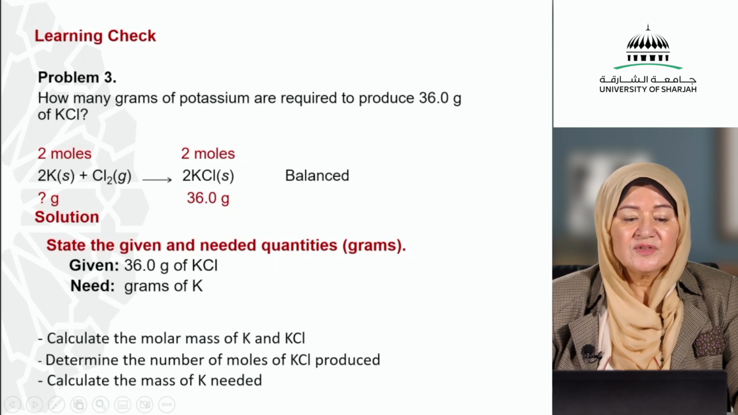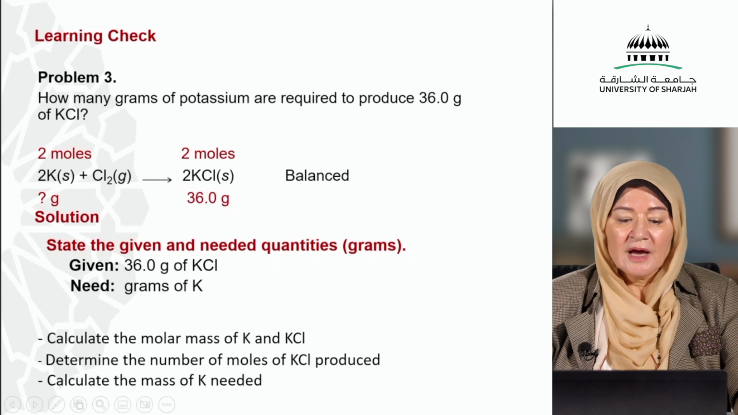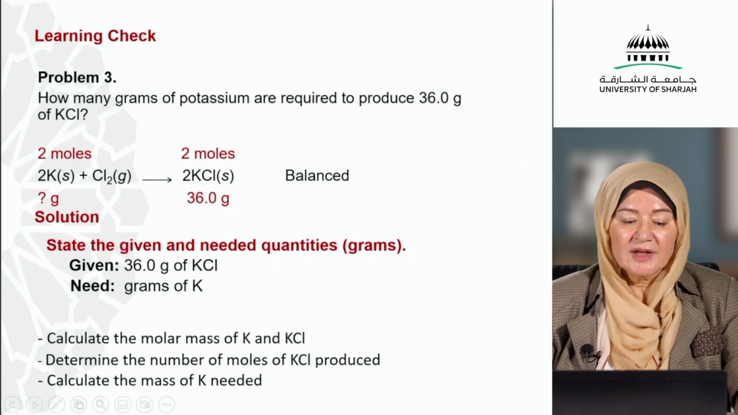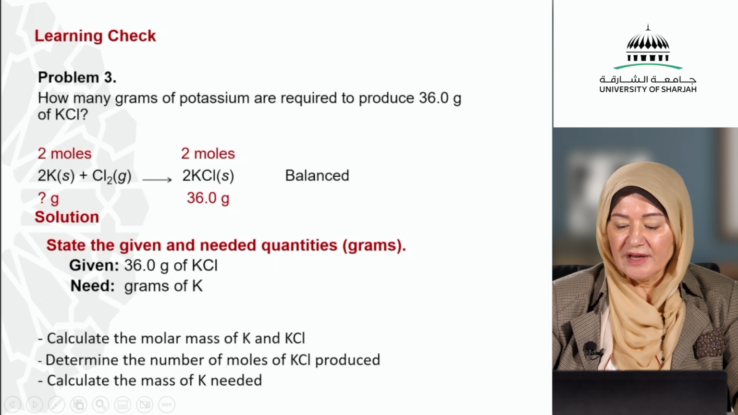Look here, I do have this in red: 2 moles of potassium gives me 2 moles of potassium chloride. I have to know the 2 molar masses of K and KCl. I have to determine the number of moles, and then I calculate the mass of K needed.